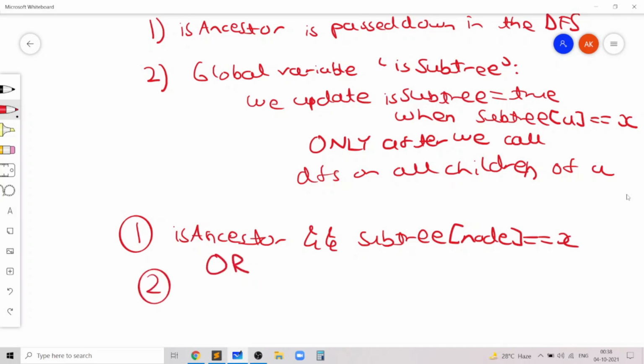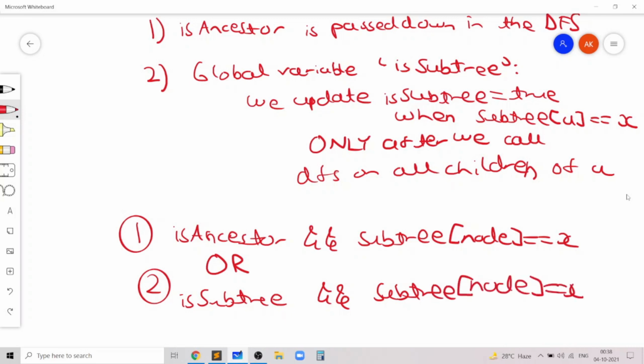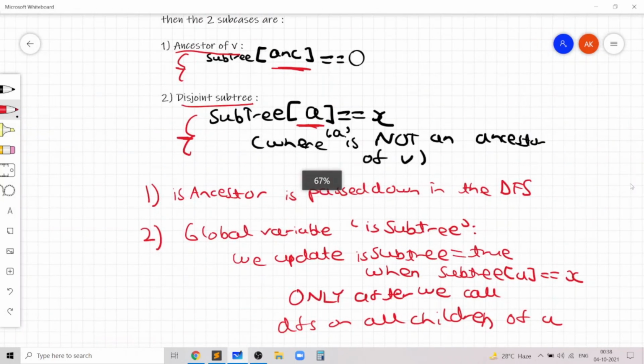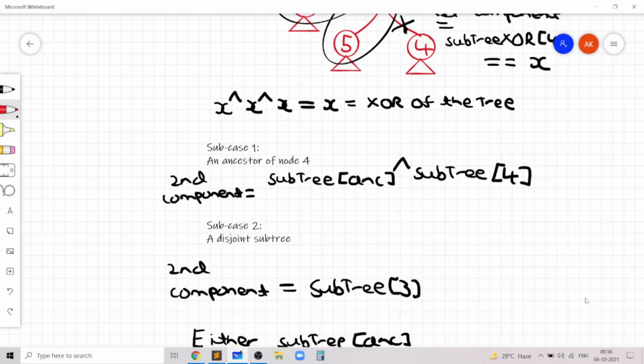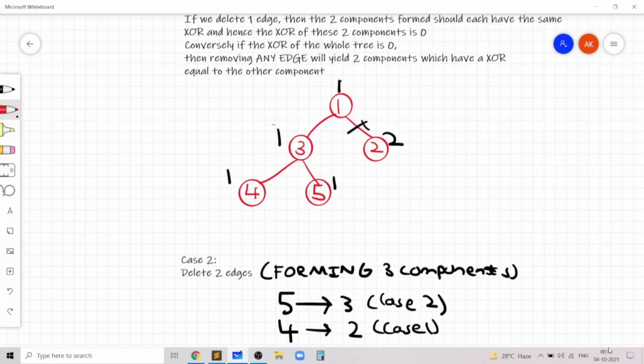Or the second condition, which is basically is subtree is true and the subtree of the current node has a XOR equal to x. So if either of these are true, we print yes. Otherwise we print no, because we realize that all the edges fall under one of these two categories. So that's basically the full idea.